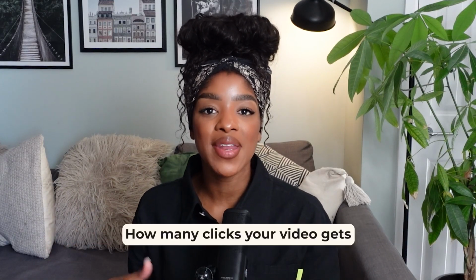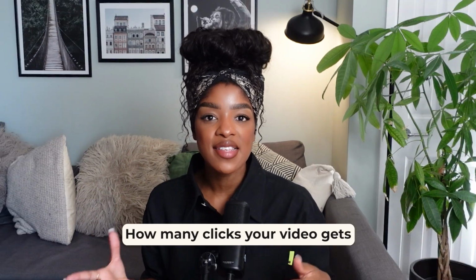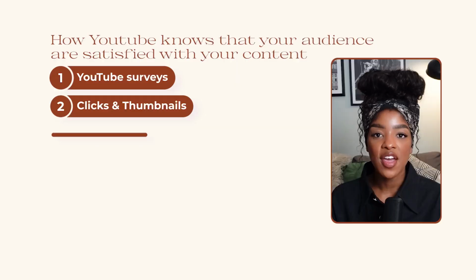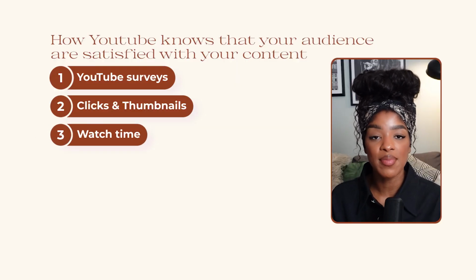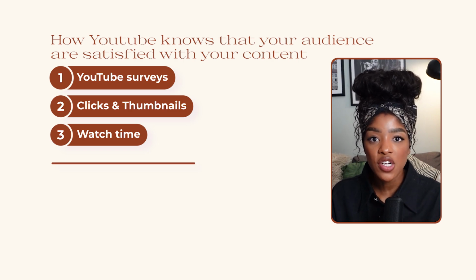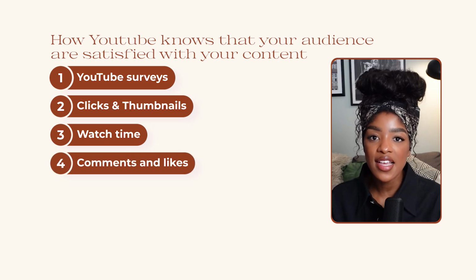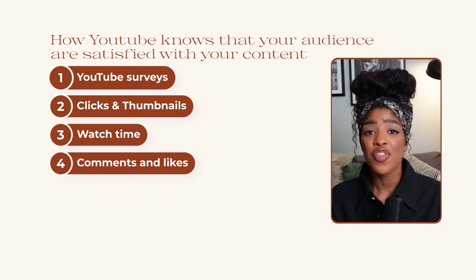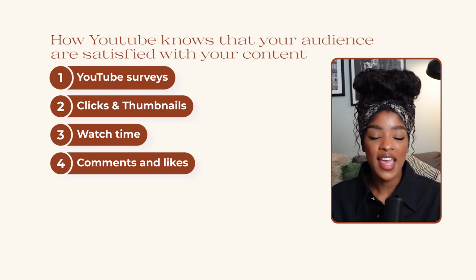YouTube is going to look at how many clicks your video gets because that is a clear sign that the people who saw your thumbnail and your title were satisfied with it. They're going to look at how much of your content they're watching because, again, a clear sign that people are satisfied with your content if they continue to watch it. They're going to look at how many comments and likes your content is getting because, again, those are signals that the person watching is satisfied.